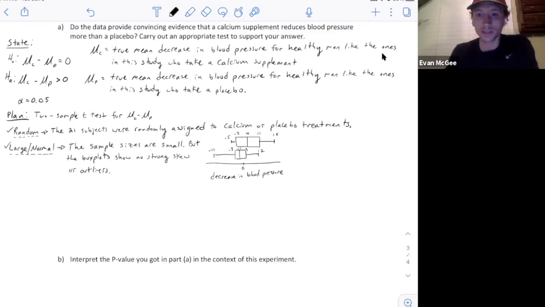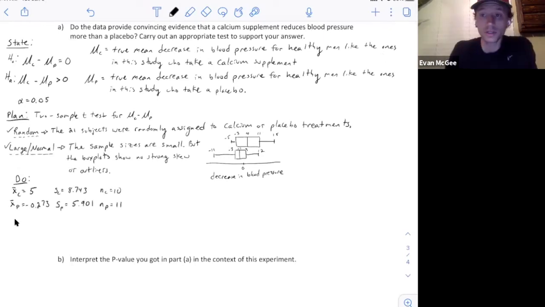So after I've checked my conditions, I can move on to the do section where I find my test statistic and my p-value. In order to do that, I need the information from my sample. So I'm going to copy down the information from my calculator that I have about the samples on my paper first. I've written down and made sure I labeled each sample statistic accordingly. So the mean of the calcium sample, standard deviation of the calcium sample, sample size, and then of course the placebo listed below.